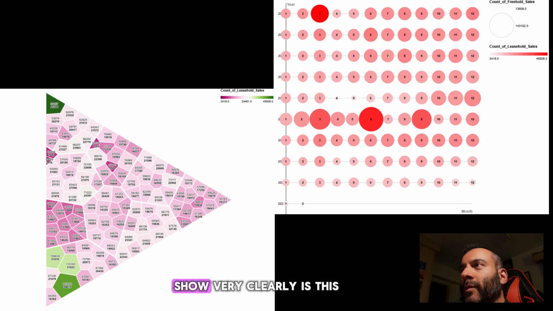What these two graphs show very clearly is this. The property market isn't just about price. It's about where activity is concentrated, when transactions happen, and how different types of property behave. In 2024, those patterns were structured, uneven, and highly dependent on both location and timing. So once you start looking at property data like this, you stop asking what's happening to prices, and instead you start asking how is the market actually moving.